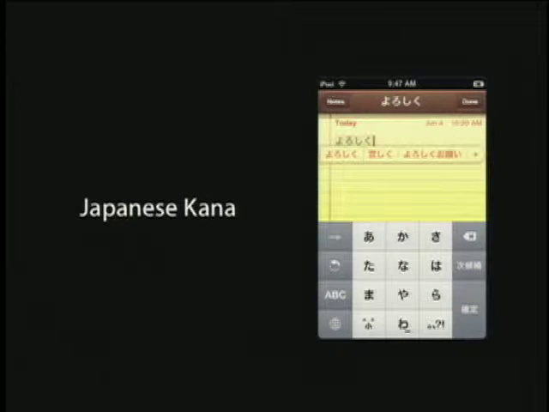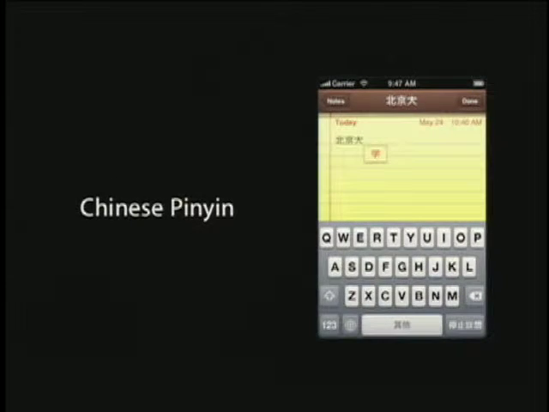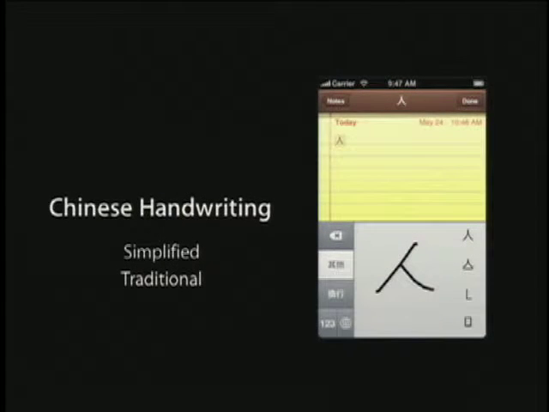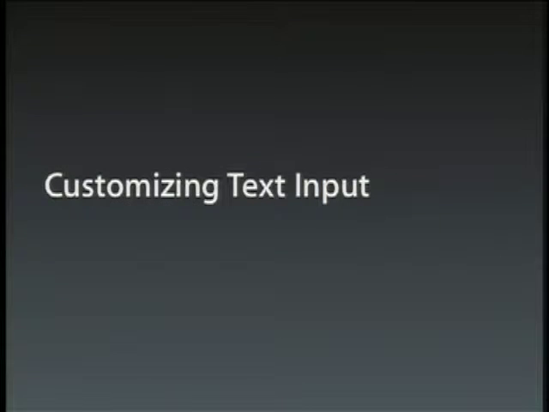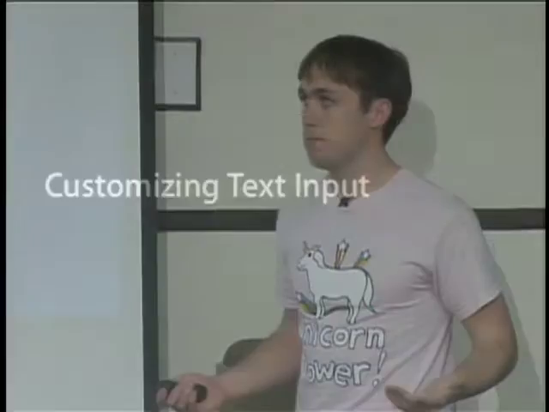We have a Japanese Kana keyboard with flicking enabled. We have Chinese pinyin. We even have something that, again, barely resembles a keyboard where you have stroke-based input. It's more like a trackpad. And all these work, and users expect them to work, and you get them for free just by installing text-accepting widgets in your application. So let's talk about how you as developers can interact with the keyboard.